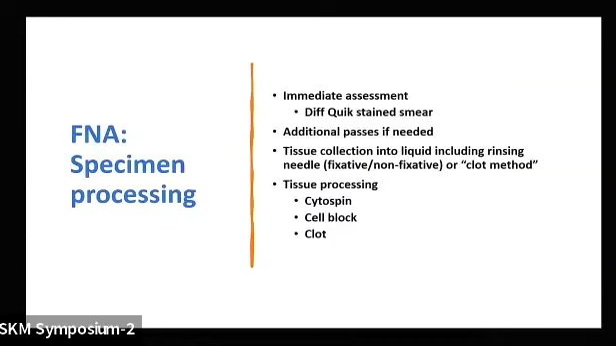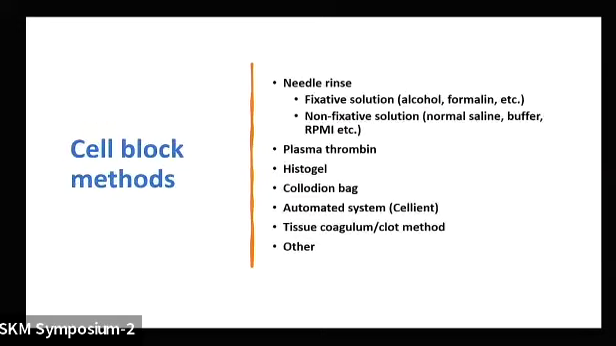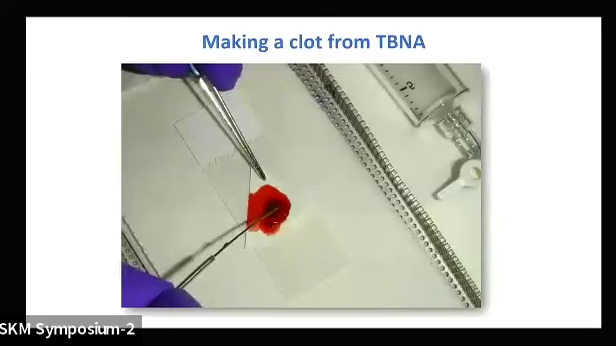Along with immediate assessment, additional passes are also needed, especially in the context of pulmonary malignancies, and these are mostly directed towards procuring an ideal cell block once adequacy has been rendered. For diagnostic purposes, a cell block in our practice is important for further workup. Cell block methodologies for processing are multiple, as you can see from this long list. Colloidal bag, histogel, and plasma thrombin methodology are all available and can be utilized in a given laboratory. However, we use the clotting method.